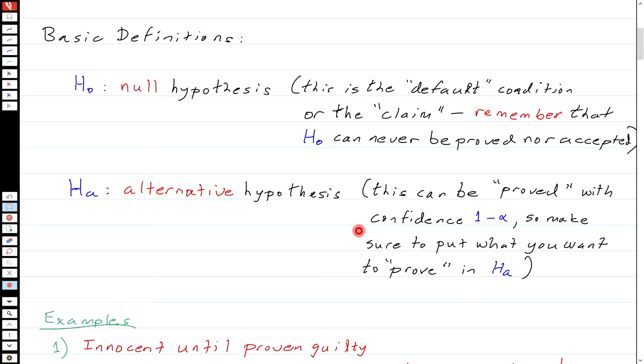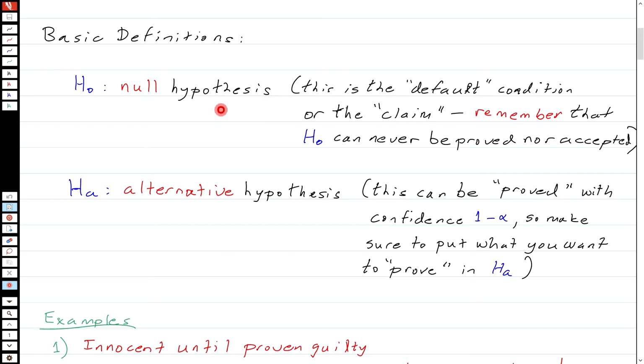So if we fail to reject the null hypothesis, it doesn't mean it's true. It means it could be true, but we haven't proven that it's true, so we can never accept it. In other words, you should never put into the null the thing that you're trying to prove. That's where we put the thing we're trying to prove. We put into HA, which is the alternative, and this is the one that can be proved.